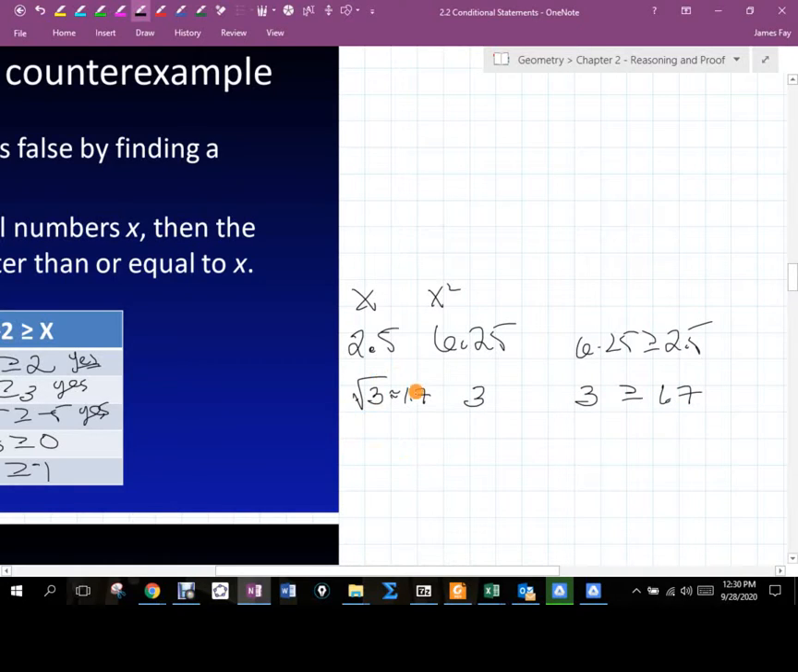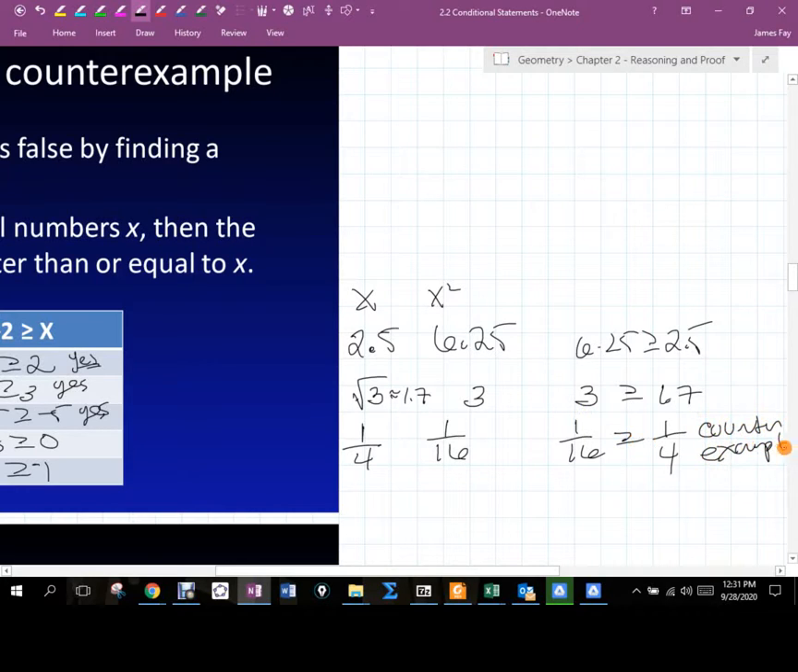So I'm going to write it as a fraction. 0.25 would be 1/4, right? If I square that, I get 1/16. Okay? Is 1/16 greater than or equal to 1/4? Nope. Okay? There's my counterexample.